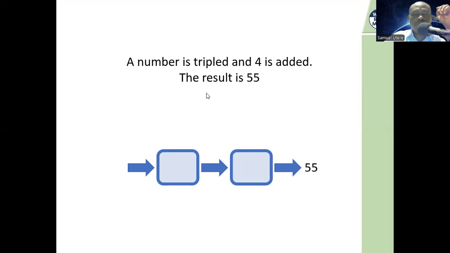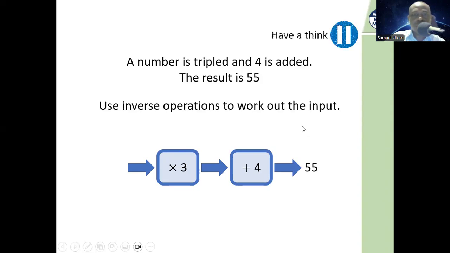So if we were to draw a function machine and to write this thing out, what do you think it will look like? Of course, you know it's going to look like this. To triple means to multiply by 3, and then you add 4. But if we want to find the input, don't forget, we do the inverse operation. We subtract 4 and then we divide by 3.